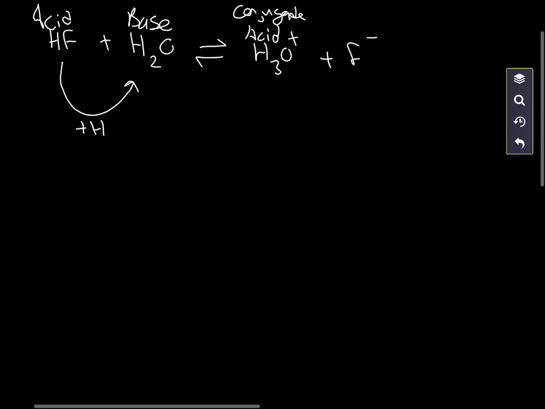So I'm just going to say this here. The thing that the base became is the conjugate acid. The thing that the acid became is the conjugate base. So they're kind of like opposites of each other, okay? The base becomes a conjugate acid because it can spit out the proton that it gained, right? And the fluoride ion can accept a proton, which is why this is the conjugate base, all right?